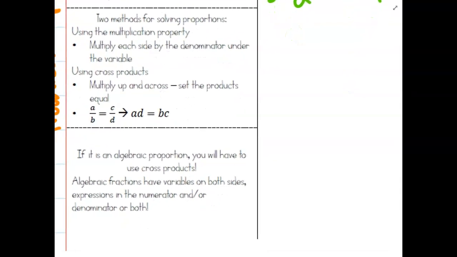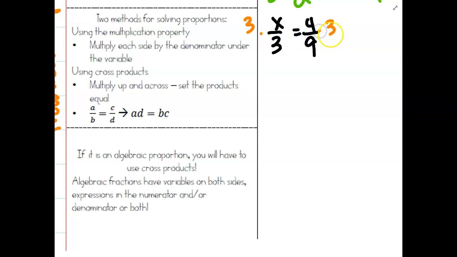The first method is by using the multiplication property. We're going to work out the same problem for both of these methods, so you can see that you get the same answer either way. The problem we're going to work out says x over 3 equals 4 over 9. The multiplication property says you multiply each side by the denominator that's under the variable. The denominator under the variable, in this case, is 3. So you're going to multiply both sides by 3.